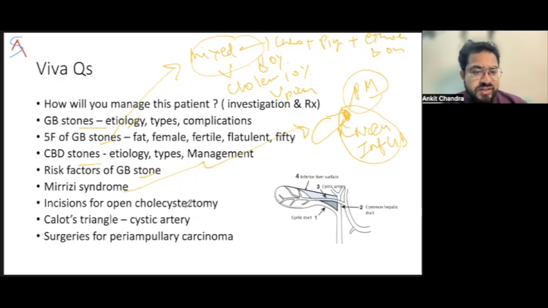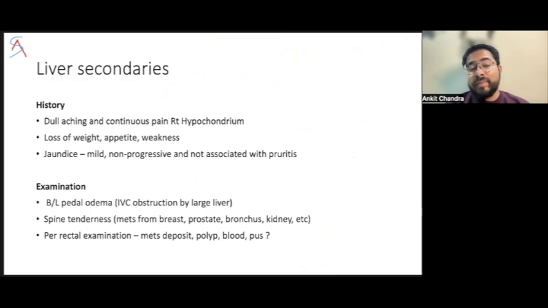Then they might ask you about Calot's triangle. Why is it important while doing laparoscopic or open cholecystectomy? They want to locate the cystic artery. Like you can see in the figure, they will ask you the boundaries of Calot's triangle. Medially, it is the common bile duct; above is the inferior surface of the liver; and below is the cystic duct. This forms your Calot's triangle, and in between you will find the cystic artery. If your diagnosis is related to periampullary carcinoma or pancreatic carcinoma, they will ask you about the management and surgeries.